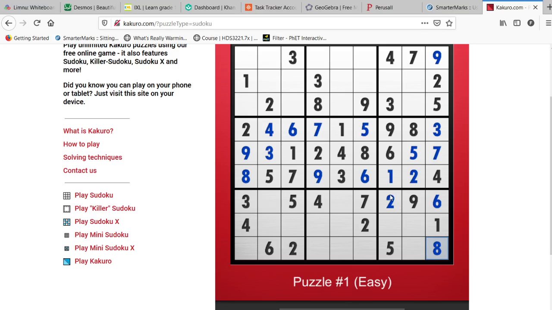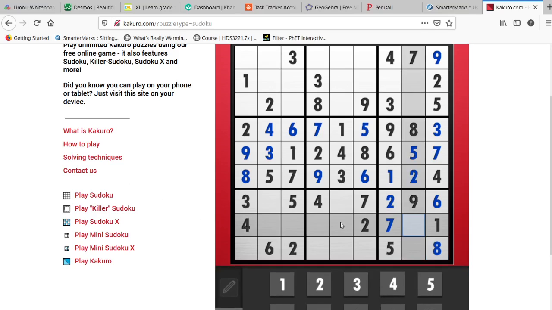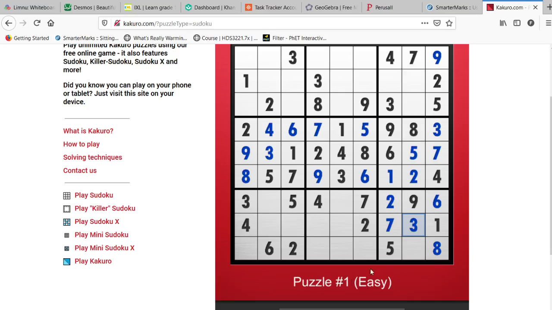So now we have 1, 2, we still need to find a 3, a 4, and a 7. The 7 cannot be in this middle column, so it's here. We have a 4 out here, so this cannot be the 4, therefore it must be the 3, and that's the 4.